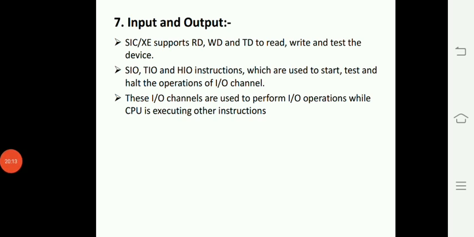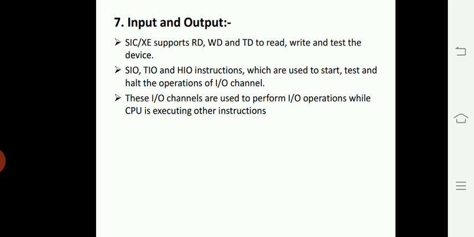The last factor is input and output. SIC/XE supports read, write, read device, write device and test device instructions. Along with that, it also provides the instructions SIO (start IO), TIO (test IO) and HIO (halt IO) for the operations of IO channels. Before performing an input-output operation, the device has to be tested, using the TD instruction, to see whether it is ready to receive or send data.